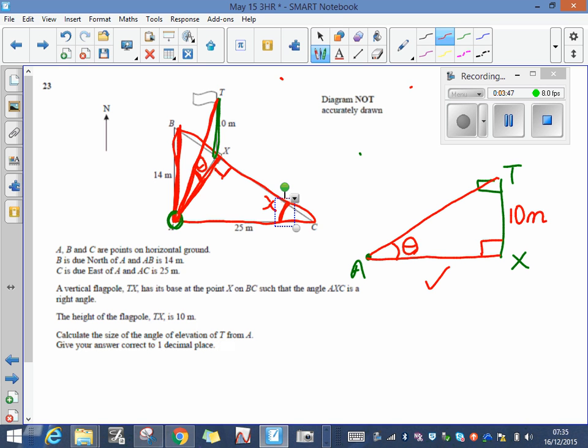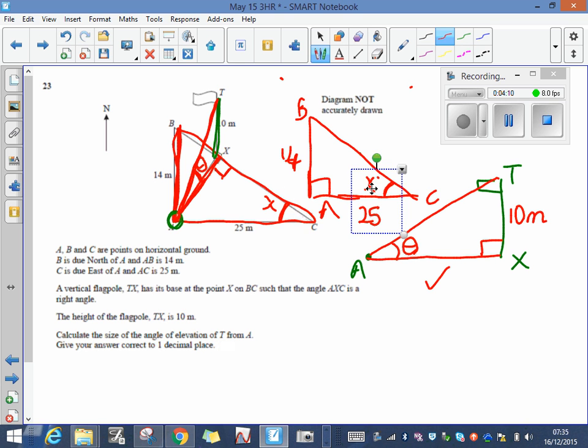I could find angle X. Now the way that I could find angle X is looking at the big triangle. So if I look at the big triangle, which is triangle ABC, so there's B over there, and there's C, and there's A, that is a right angle. I know that that's 14 meters, and I know that this outside here is 25 meters, and I can work out this angle here, which is angle X.